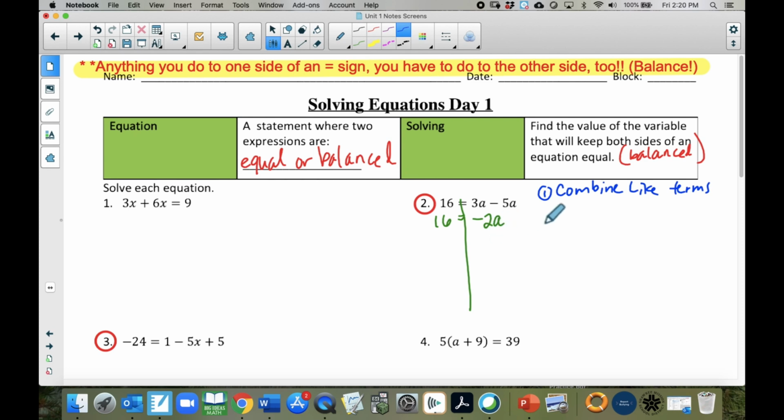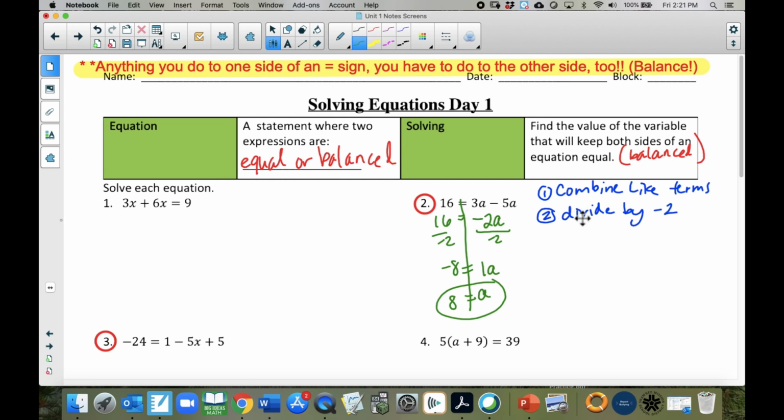So since this is a times, then my second step is going to be to divide both sides by negative 2. On the left-hand side, that leaves me with a negative 8. I bring down my equal sign, and on the right-hand side, those 2's basically divide out. A negative 2 divided by negative 2 is 1, so this just leaves me a 1a, or like I said before, you can just call that a. And so your answer is 8 equals a.